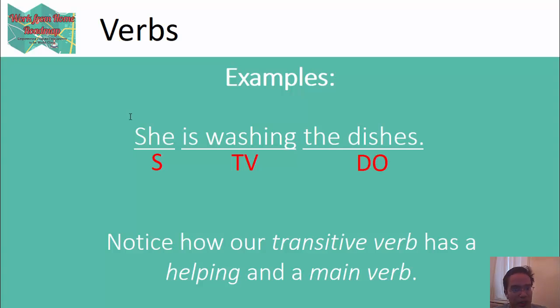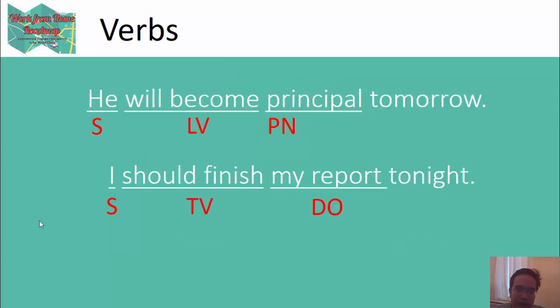Some examples here. She is washing the dishes. Notice how our transitive verb has actually two parts. It has a helping verb, is, and a main verb, washing. Some more examples. He will become principal tomorrow. Will become is a linking verb. However, it contains two parts. Will is the helping verb and become is the main verb.